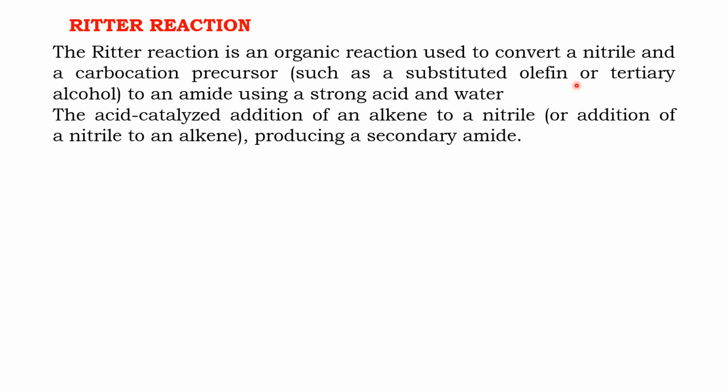So a carbocation has to be generated. That carbocation reacts with a nitrile. C triple bond N compounds, cyanides, are basically called nitriles. So they react to form an amide. Usually the reaction proceeds in the presence of acid and water. This acid catalyzed reaction is called the Ritter reaction. So in the Ritter reaction we get ultimately an amide.